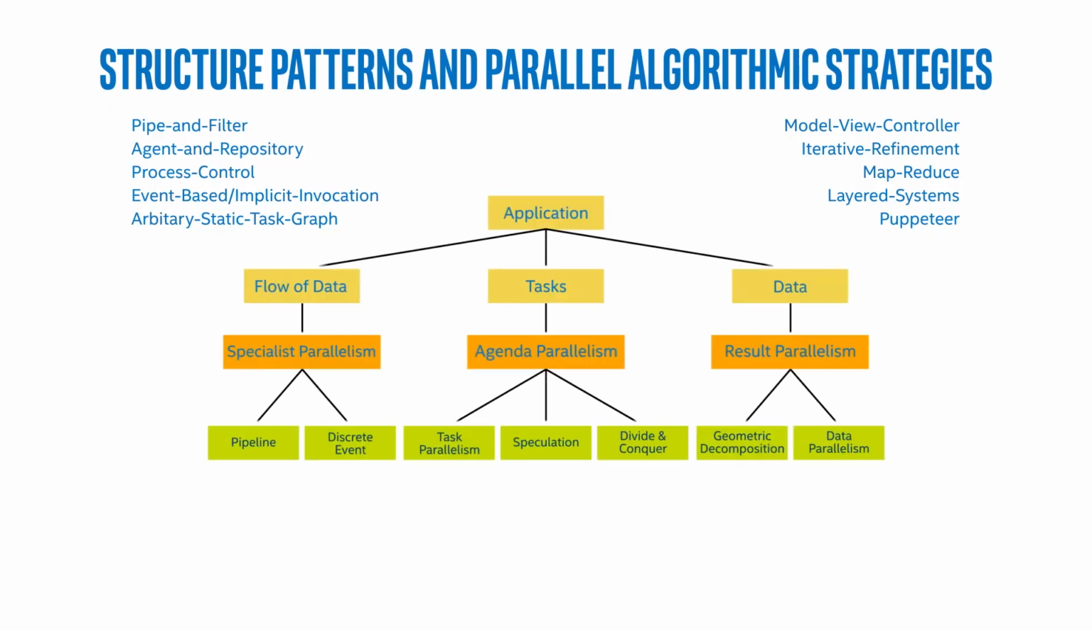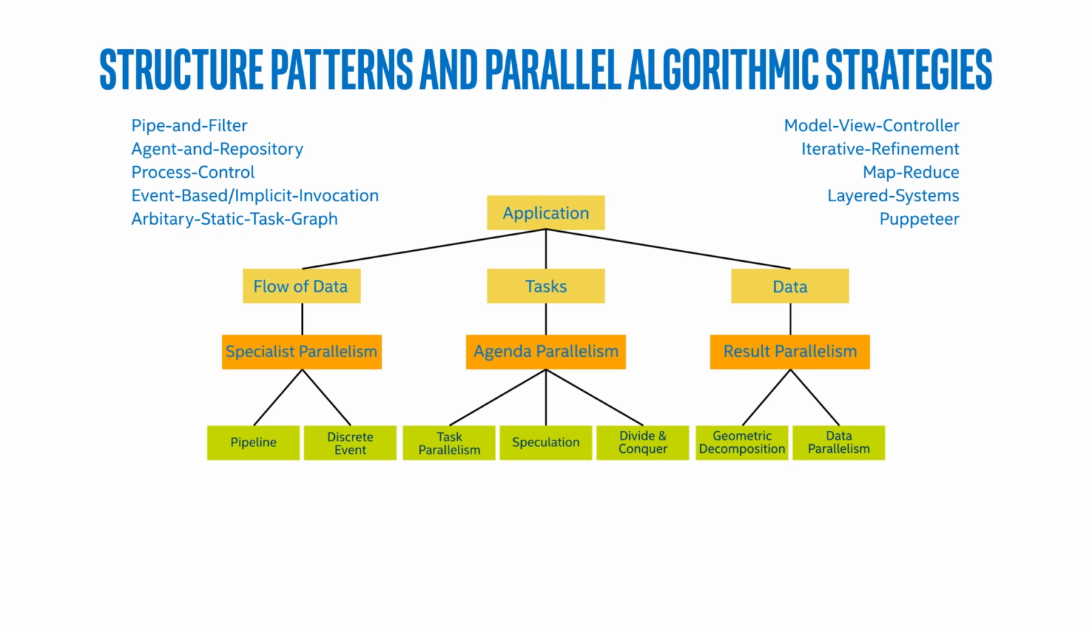So I'd like to take a step back and look overall at the relationship between structural patterns and parallel algorithm strategy. This is a tree that you've seen in an earlier lecture. At the top we have an application. We can organize this according to flow of data, according to tasks, or according to the data itself. And we see each of the 7 parallel algorithm strategies at the leaves of this tree.